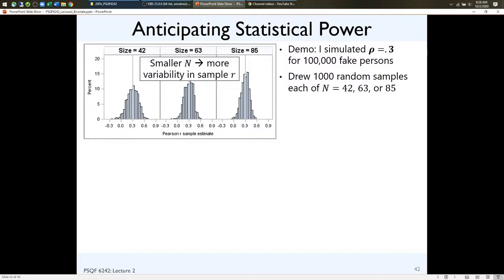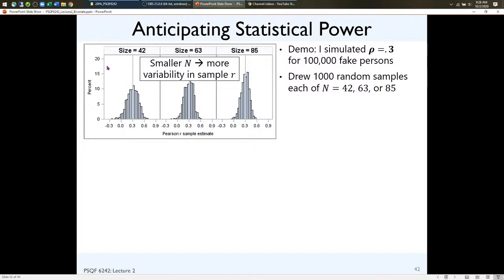The correlation is 0.3. And I'm going to draw repeated samples of a finite size from this population distribution, and I picked sizes 42, 63, and 85. Now those seem to be arbitrary numbers, but there is a reason, so stay tuned as to why I picked those in particular. So these pictures on the left here, these histograms, show the distribution of what the sample correlation ended up being in each of these 1,000 replications. So I grab a sample of 42 people, I compute the correlation. Grab another sample, get the correlation. So these pictures show the variability in what those correlations ended up being.